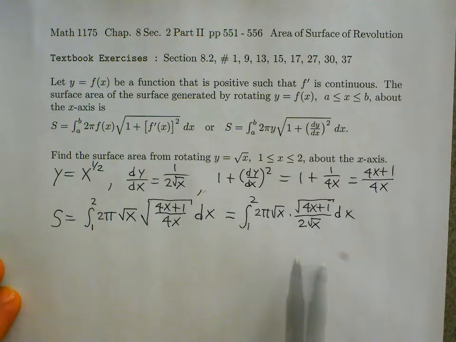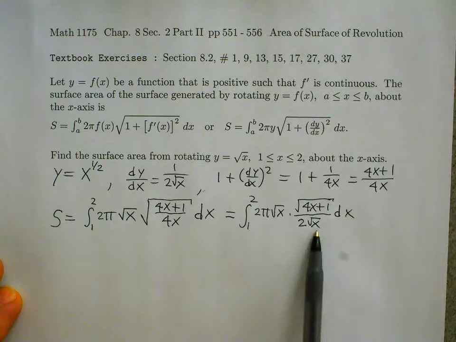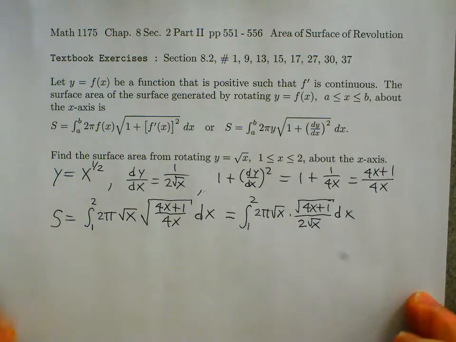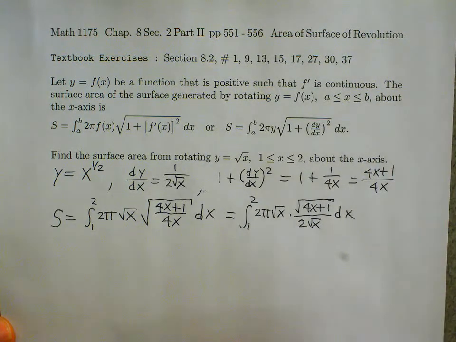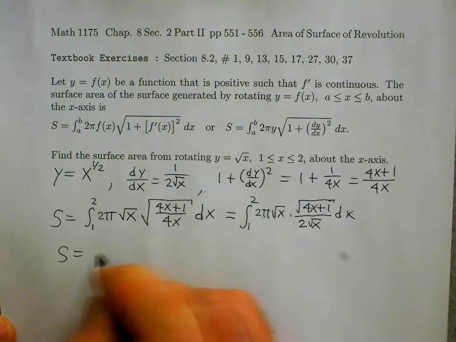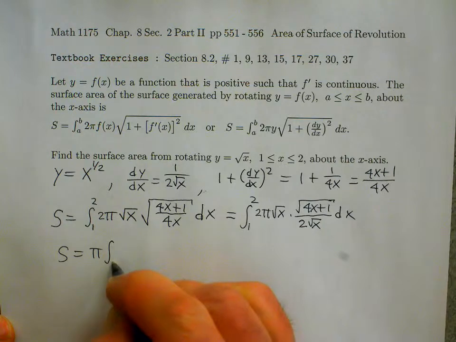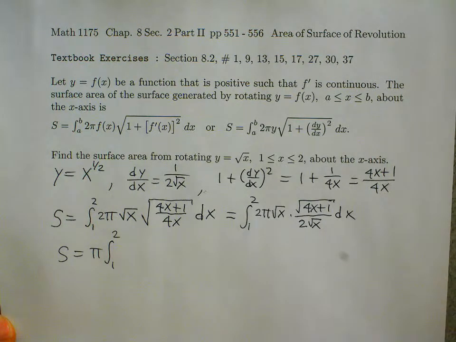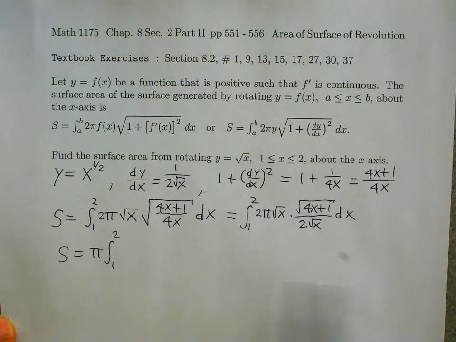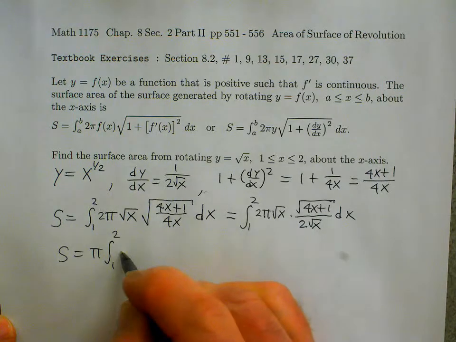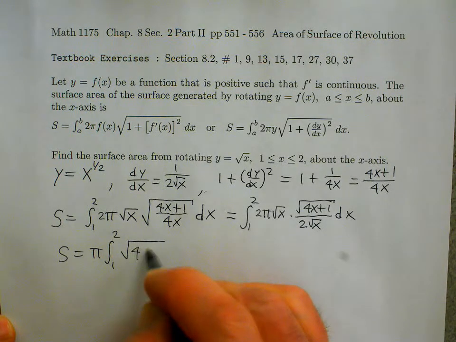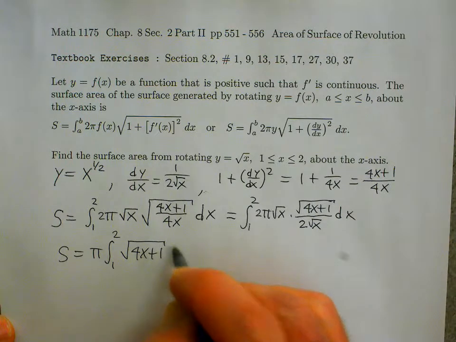And we get some cancellations. 2 divided by 2 is 1. The square root of x divided by the square root of x is 1. So I'll bring the constant pi out front. You don't have to, but... And then let's write down what's left. All that's left is the square root of 4x plus 1 dx.